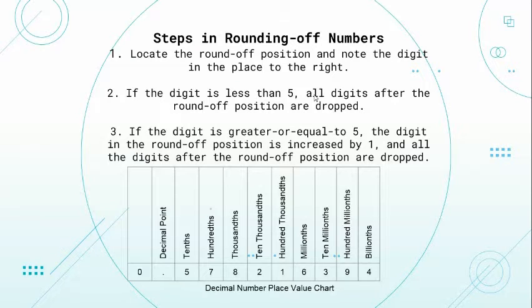So this is the decimal number place value chart. Remember, on your left side, this is the whole number, so it's either 1, 2, 3, 4 until 9. And this is your decimal point. Your decimal point separates the whole number and the fractional part. And this is your decimal numerical value. We have the tens, the hundreds, the thousands, 10,000, 100,000, millions, 10 millions, 100 millions, billions, and so on and so forth.